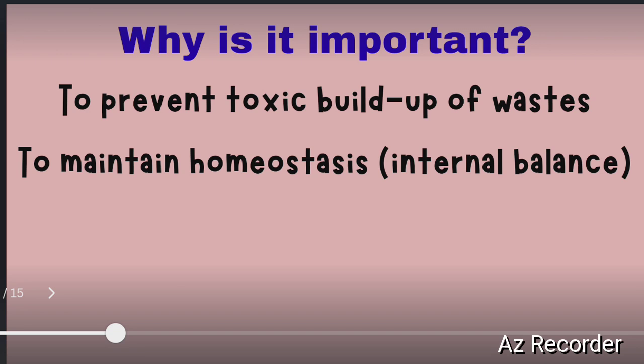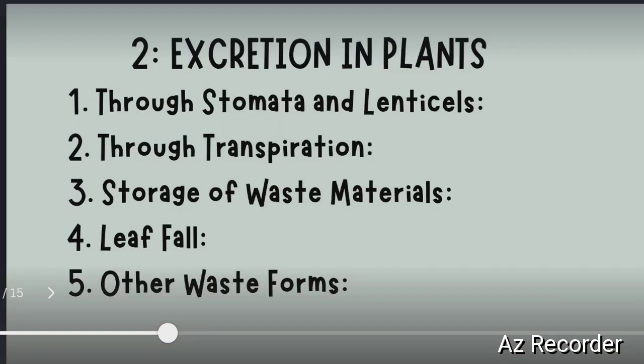Examples of waste include carbon dioxide, excess water, urea, ammonia, and some salts. These are all examples of waste which should be eliminated from the body. And next we'll move on to excretion in plants.